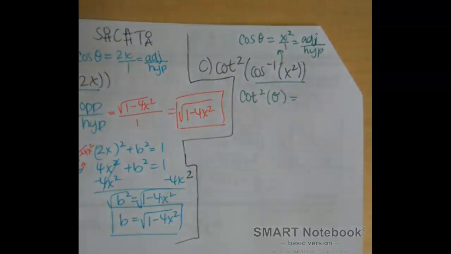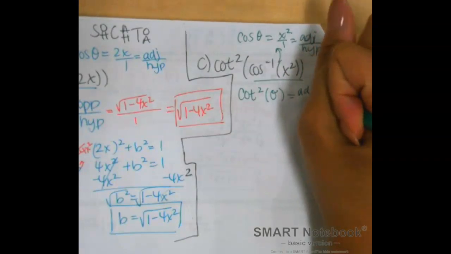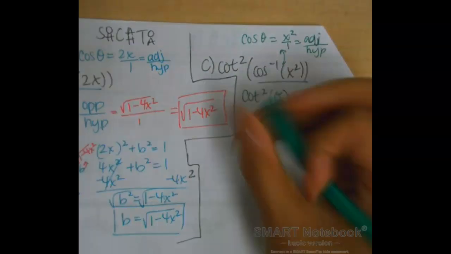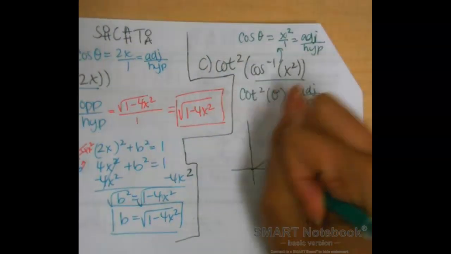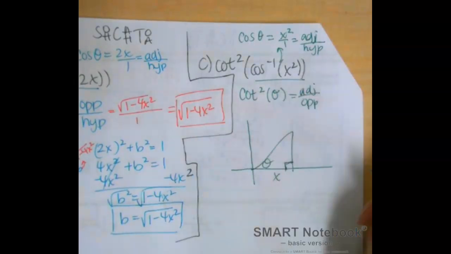For cotangent, Valerie S., what's the ratio for cotangent? How would I write that? Adjacent over opposite. It's literally just the tangent flipped. Okay, so let me draw out my triangle. We have theta, and we have the adjacent side, and we have the hypotenuse.